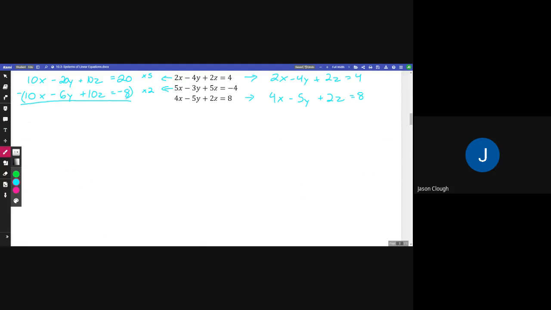I want to subtract these. That way I get 10 minus 10, which cancels out. Negative 20 minus negative 6 gets me negative 14y. Nicely enough, the z's actually do cancel out. So I end up getting 10 minus 10 cancels out. And I get 20 minus negative 8, which is 28. So from here, I can actually solve straight to y. 28 divided by negative 14 gets me negative 2.